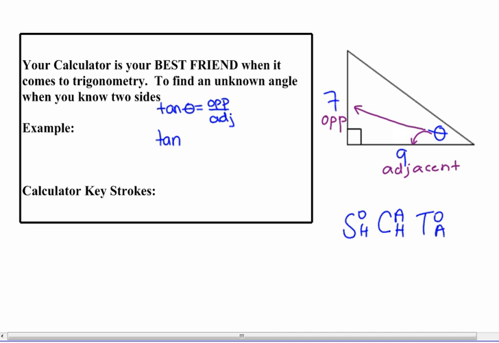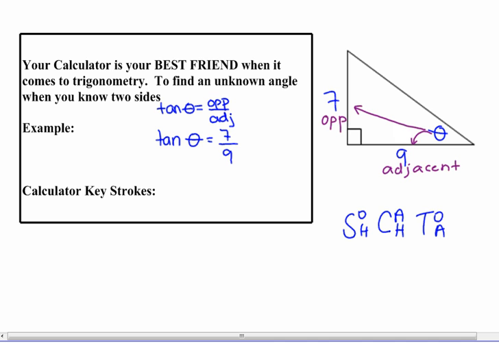Okay, so do we know our angle? No, so we're going to leave that as theta. Okay, so opposite side is 7 divided by adjacent side is 9. Now, here's the problem. I want to get the angle by myself.